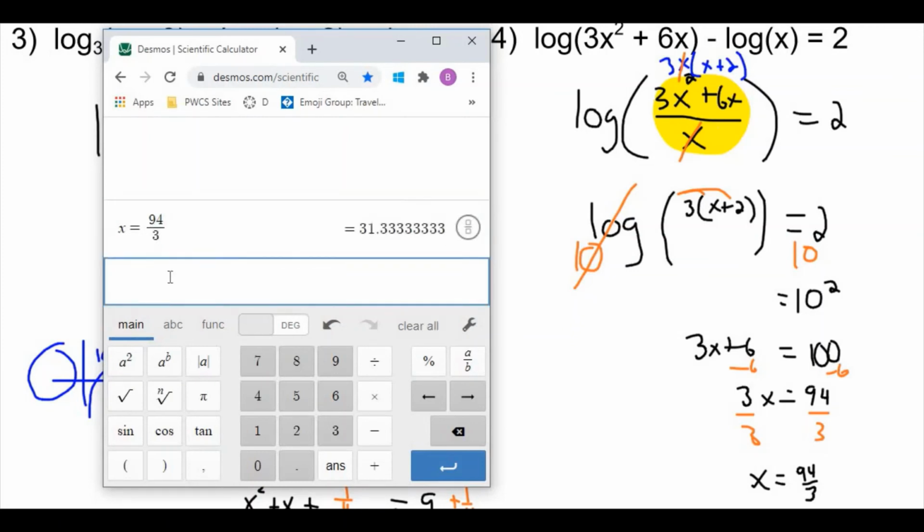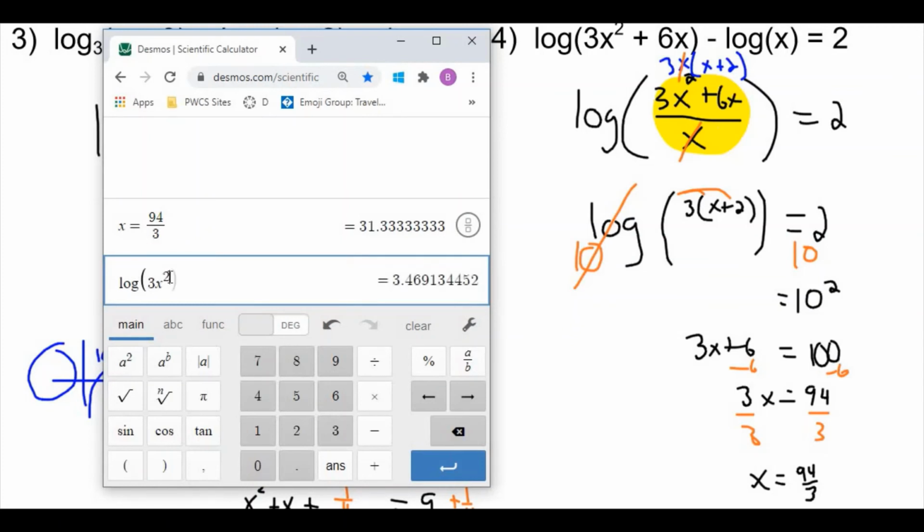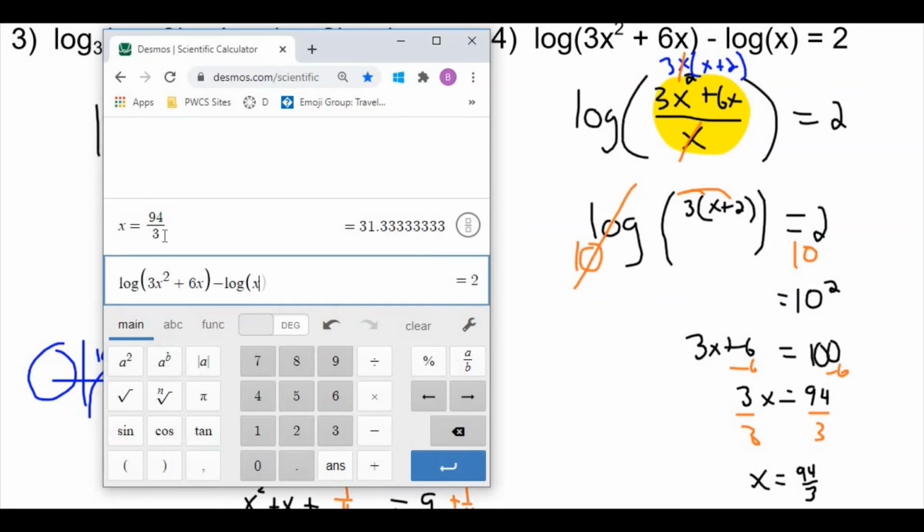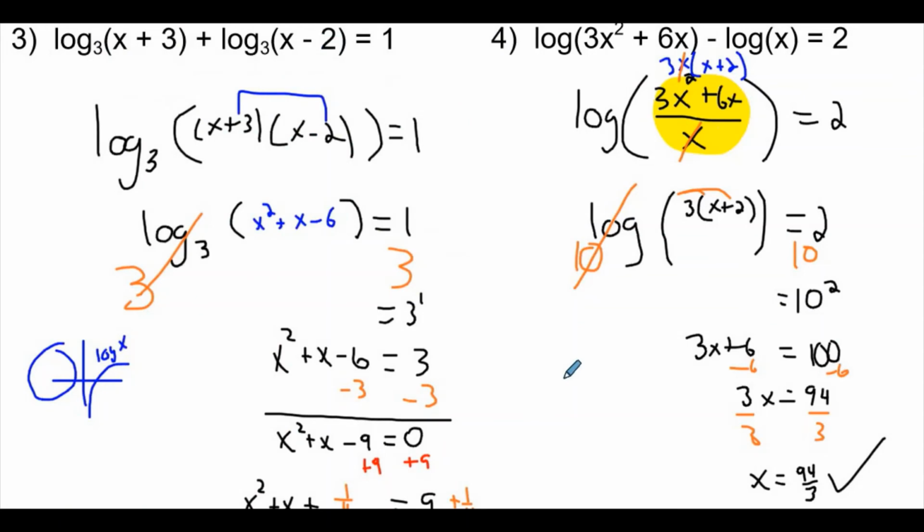Store that, and then type in log parentheses 3x squared, and then plus 6x, and then on the outside, you're going to type in minus log of x. Now, you might say, where are you getting that log function from? I'm literally typing log into the calculator. So you can see that if I type in 94/3, and then I type in the original problem, that it comes out to 2, which is exactly what it's supposed to. So check, that works.